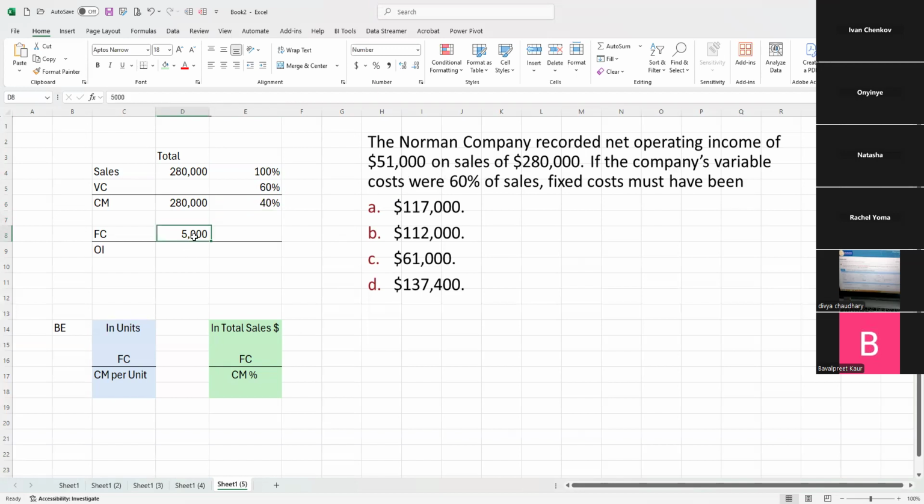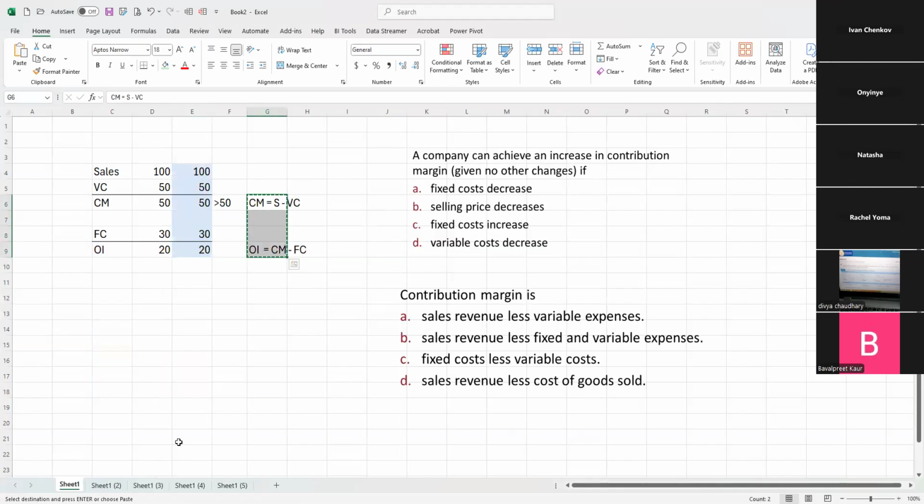Operating income. How much is my operating income? 51,000. So now, how am I calculating the operating income? Contribution margin minus fixed cost is operating income, right? We just need to find out the contribution margin. My current operating income is $51,000, and we already know it from those two formulas.